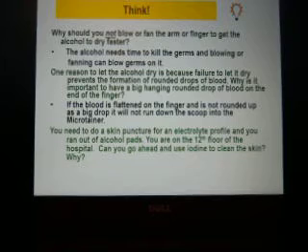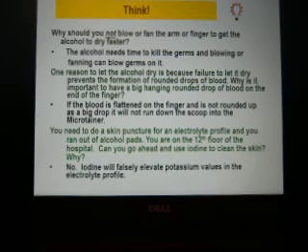So you need to do a skin puncture for an electrolyte profile, and you ran out of alcohol pads. You are on the 12th floor of the hospital. Can you go ahead and use iodine to clean the skin? Why? No, because iodine will falsely elevate potassium values in the electrolyte panel.